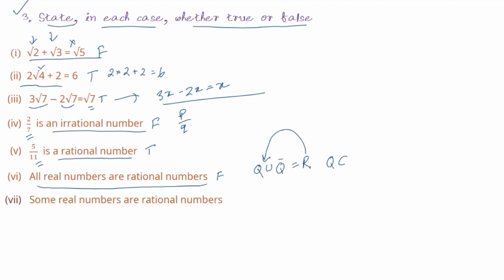Rational numbers are a proper subset of real numbers, but all real numbers are not rational numbers. Some real numbers are rational numbers. This is true. Since the union of rational and irrational numbers is the real numbers, some of the real numbers are rational.